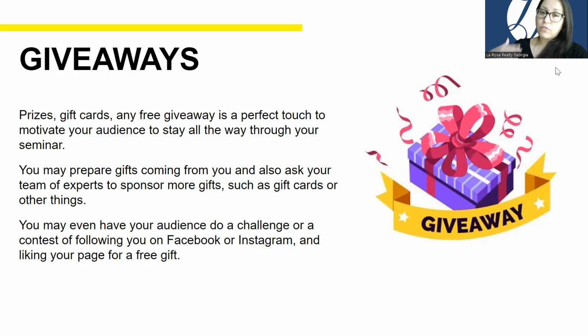Because if you do a raffle, you don't want to do it in the beginning. You want to do it at the end when everybody's there and they know that there's going to be a raffle for something good and they want to win it, so they stay all the way through.